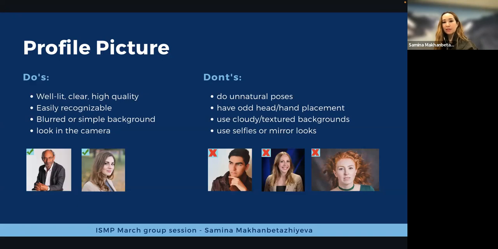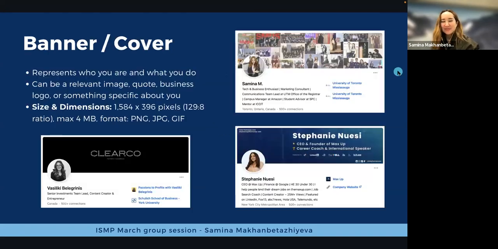So some of the don'ts: obviously do not do unnatural poses because it looks awkward. Don't have any odd head or hand placement. And we already covered, do not use cluttered or textured backgrounds. And please do not use selfies or mirror shots, because I've come across these and it was pretty cringy. Like a girl in her corporate job, wearing a blazer, taking a picture in her mirror in the toilet and posting it as a profile picture. It's no, just do not do that.